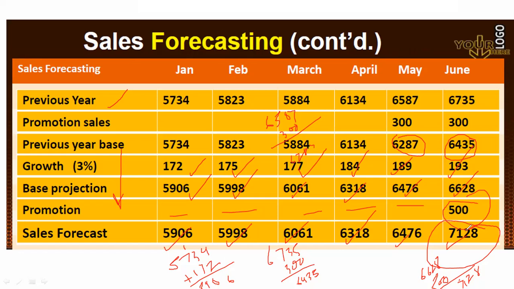Is it clear to everyone how sales forecasting depends upon the previous year's data plus promotion, and then you can forecast and predict how much this product can sell in the coming time? Is it clear to everyone? Yes or no? Forecasting is done on the basis of previous years.